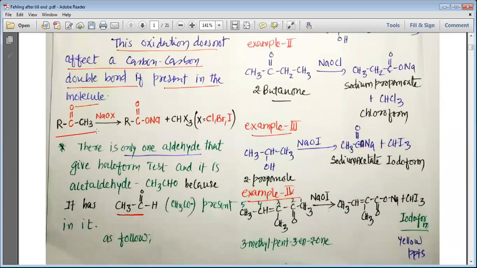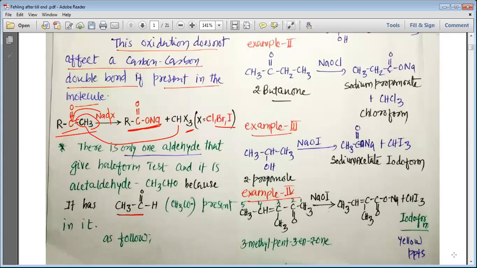If we have RCOCH3, that is a ketone which has a CH3CO group, this CH3 is converted to CHX3, my dear students, and this RCOO is converted to RCOONa. So you can see that this ONa combines with R C double bond O, and C has 3 X bonded with it. X can be Cl, Br, or I.